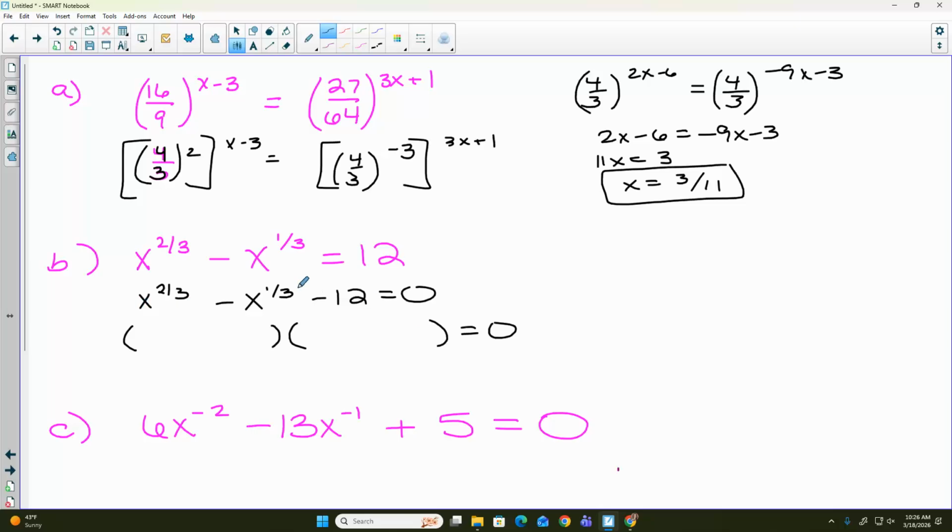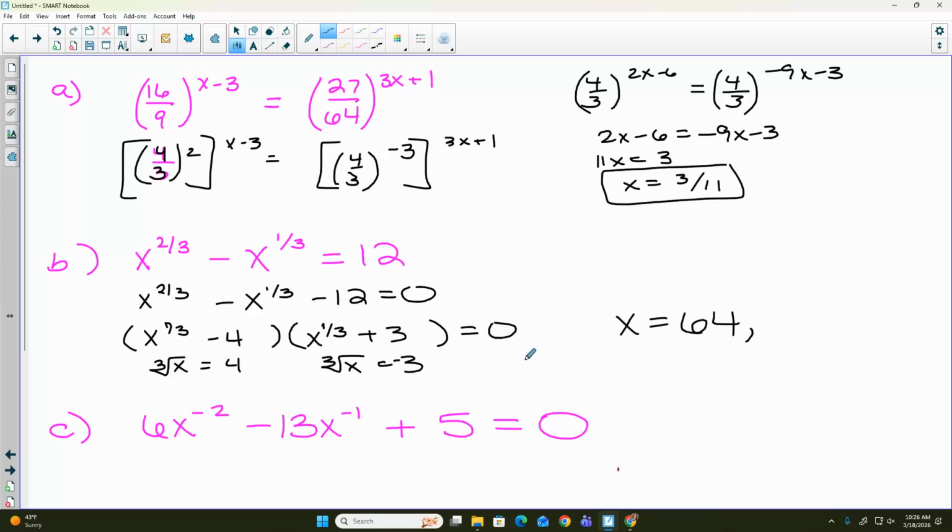This is like a quadratic, right? Does everybody see this? So we have the 2/3, we have half of that is 1/3, and we have a constant. So x to the 2/3 would break into x to the 1/3. What multiplies to -12 and adds to -1? So x to the 1/3, that means the cube root of x. So we get the cube root of x is 4, the cube root of x is -3. So then how do you solve those? Third power. So 4 to the third is 64. -3 to the third is -27. Did you guys get that one?